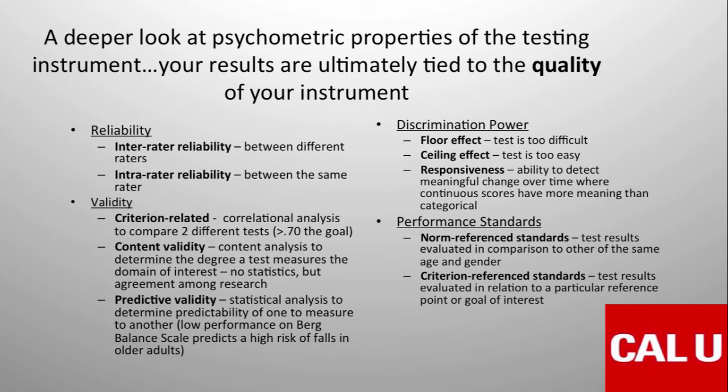Lastly, we can look at performance standards, so norm reference standards versus criterion reference standards. Norm reference standards are test results that are evaluated in comparison to others of the same age and gender. Criterion reference standards are test results evaluated in relation to a particular reference point or a goal of interest.